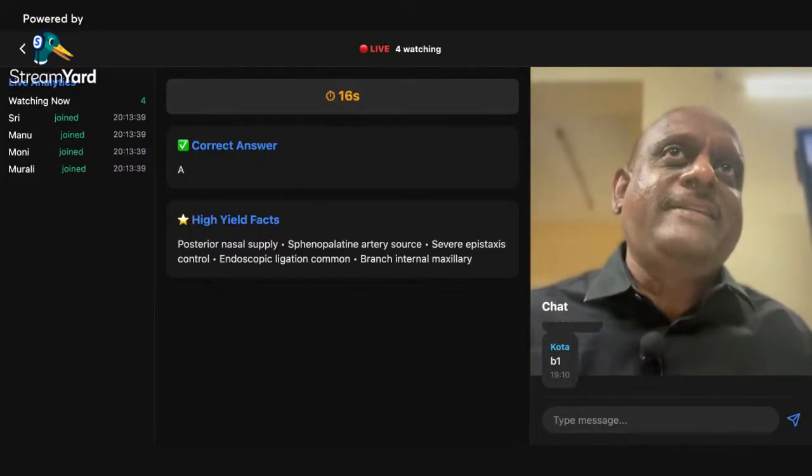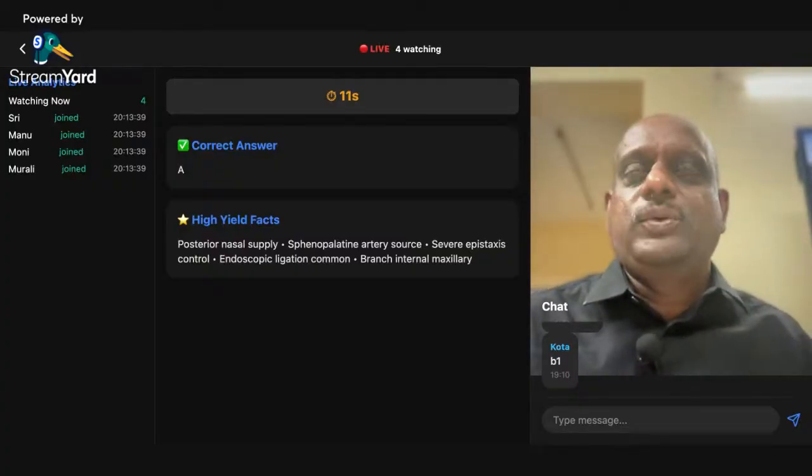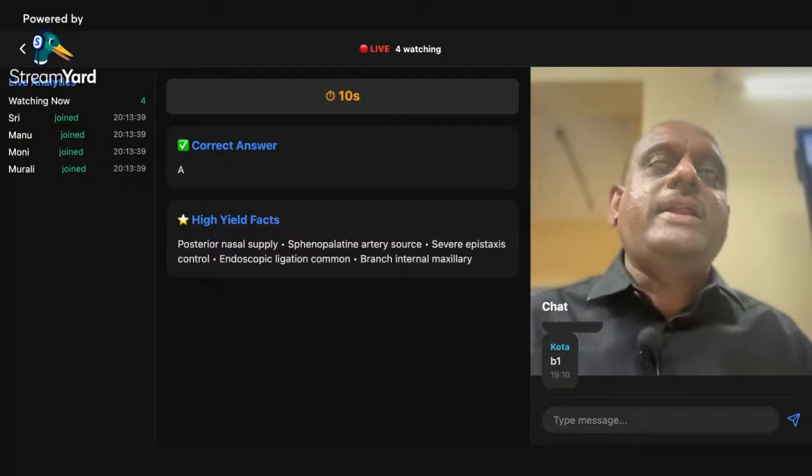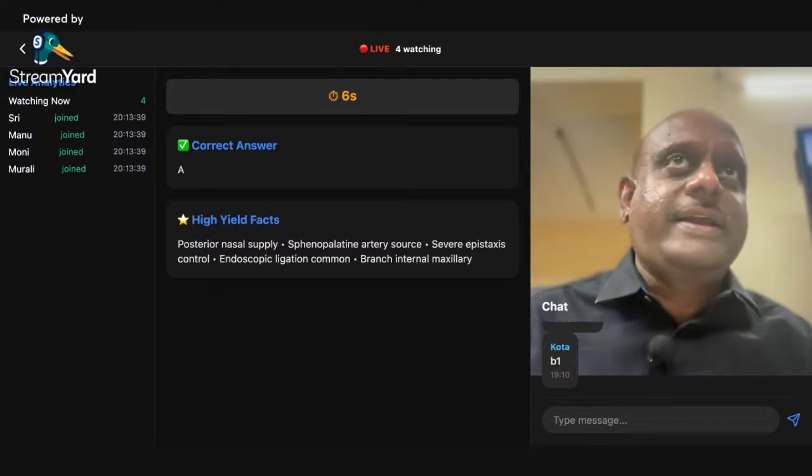External carotid branch. Internal carotid does not give any branches in the neck, only inside the calvarium. So what are the branches of internal carotid? External carotid. 7 branches of the external carotid.